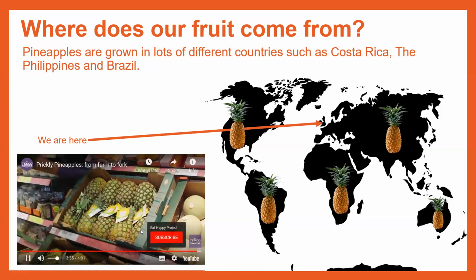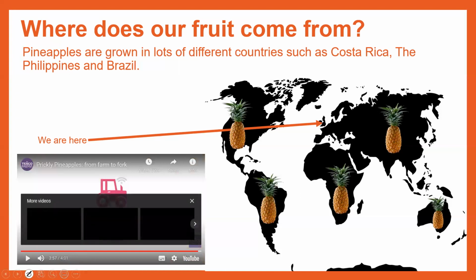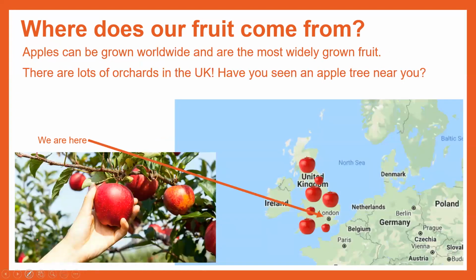So hopefully you would have got a bit of an idea about how pineapples and other fruits may come into the UK from all these different countries. But one fruit that does come from the UK is apples. So apples can be grown worldwide and they are the most widely grown fruits. And there are lots of orchards in the UK. Have you seen an apple tree near you? So here we have loads of apples. They can grow all over the UK.